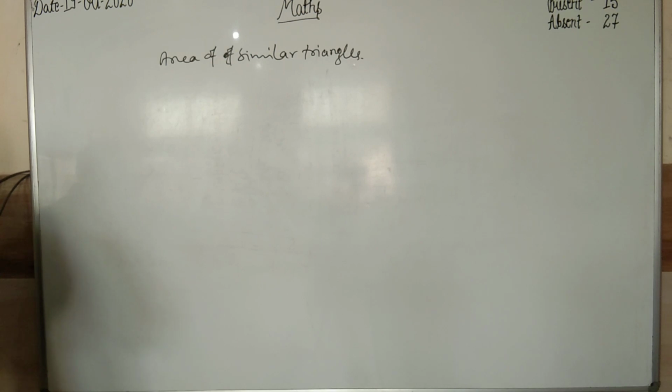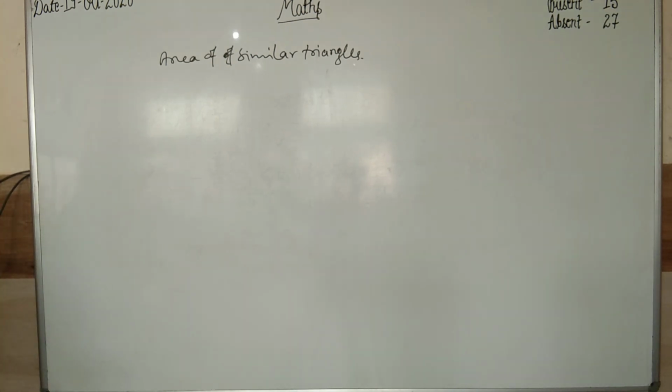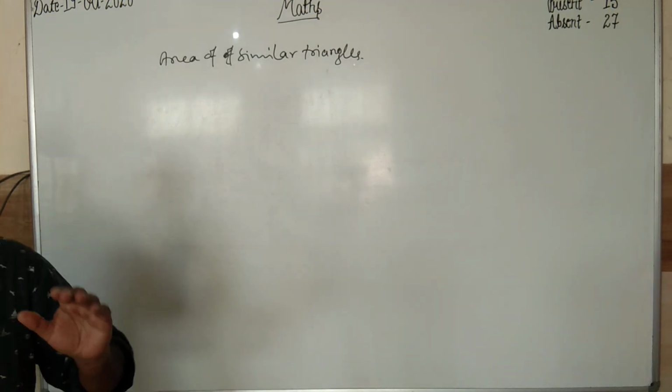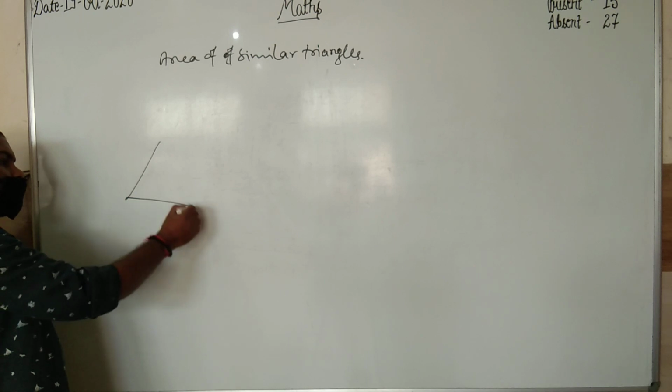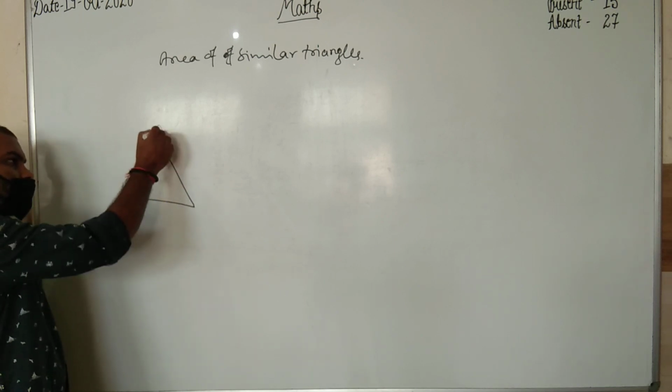So today we will discuss area of similar triangles. As this theorem has been removed for this year, we will discuss only its statement, not the complete proof. According to this, suppose two triangles are similar.